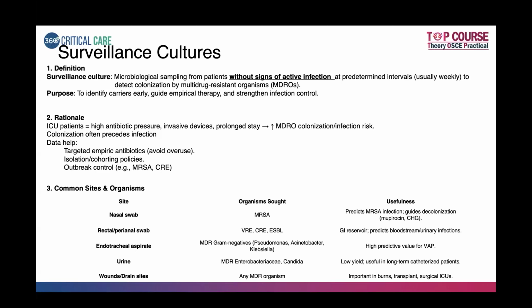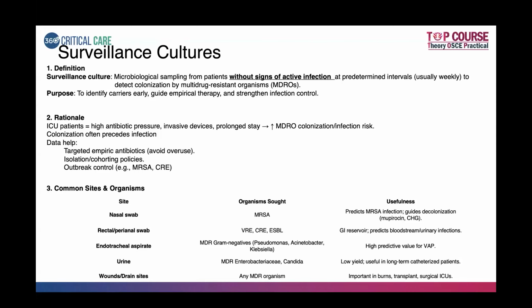So the common sites and organisms. Usually from the nasal swab, the organism sought is MRSA. The usefulness is to predict MRSA infection and guide decolonization, usually with mupirocin or chlorhexidine. Then for rectal and perianal swab, it's used to assess VRE, CRE, or ESBL. So the GI reservoir usually predicts bloodstream and urinary infections. Endotracheal aspirate is for assessment of MDR gram negatives. It has a high predictive value for the possibility of VAP.